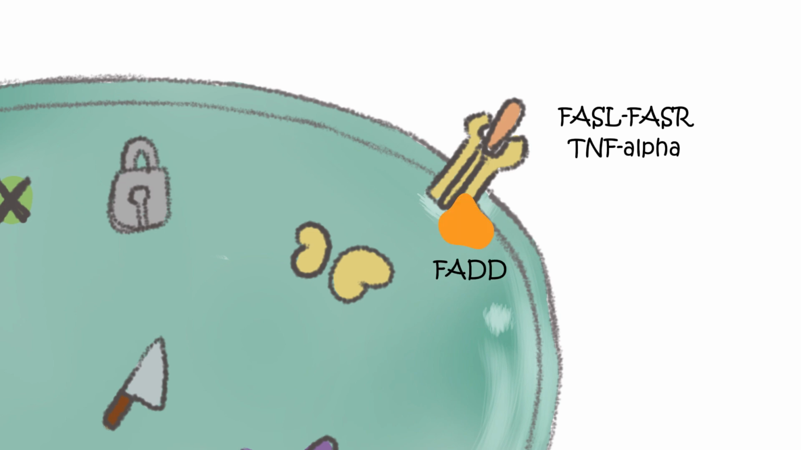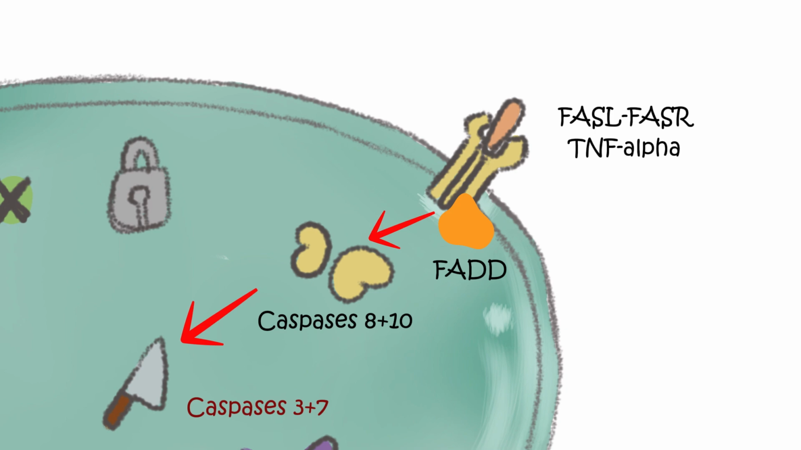If I take an example of death ligand and receptor interaction, these would be Fas ligand with Fas receptor and tumor necrosis factor alpha with its receptor. Now this ligand to receptor complex activates FADD, which is a Fas associated death domain, an adapter protein just connected to the death receptor. FADD activates procaspases 8 and 10, converting them into caspases 8 and 10, which in turn activate caspases 3 and 7 and initiate apoptosis.